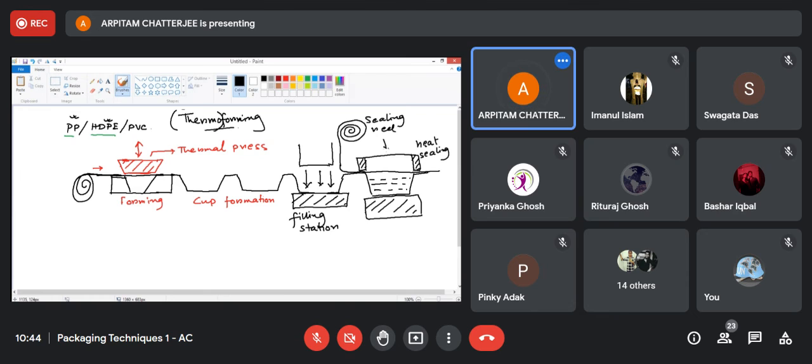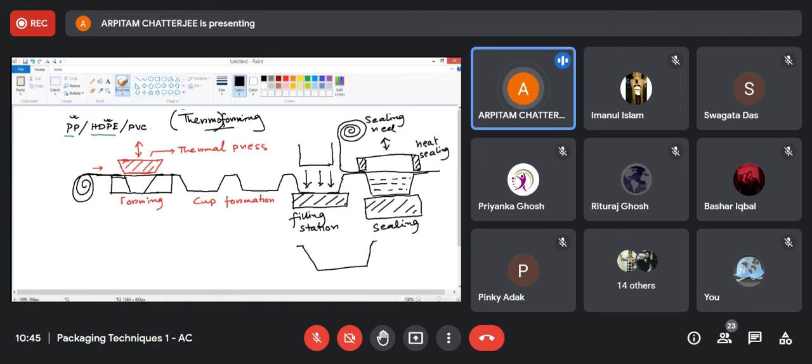Which is coming down to seal these ends, meaning the connecting points of the lid and the cup. And so here you are getting the sealing, and then you can cut the individual unit to get the finished cup. So this particular process is known as thermoforming.